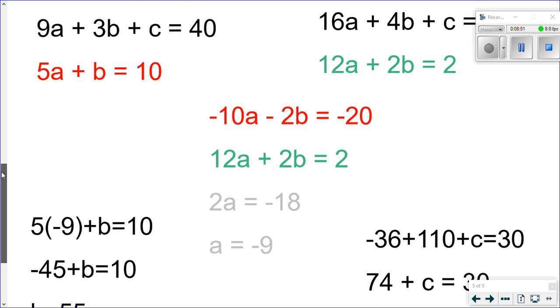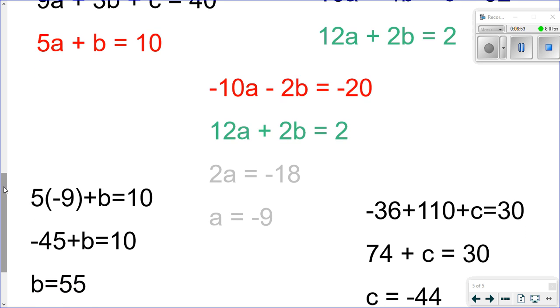Okay, so then just like I did with our solving systems, I take that negative 9, I plug it in for a in either one of my red or green equations. I chose red. So I did 5 times negative 9 plus b equals 10. 5 times negative 9 is negative 45. Add 45 to both sides. I get b equals 55.